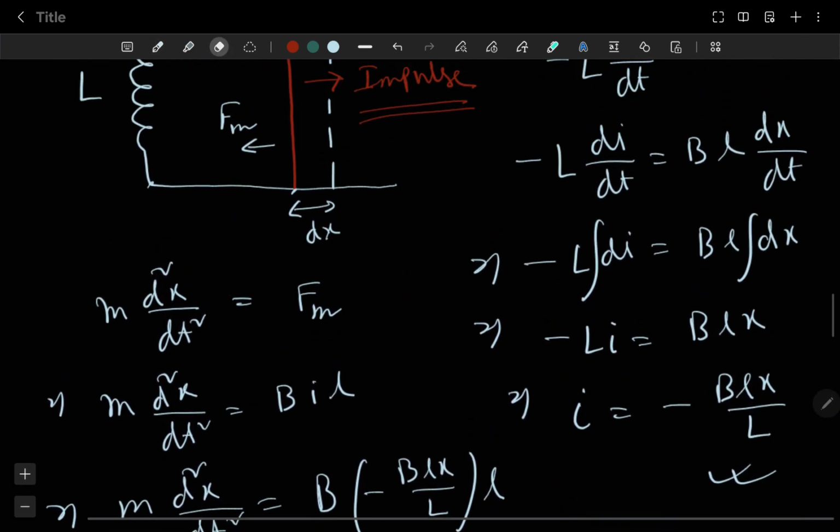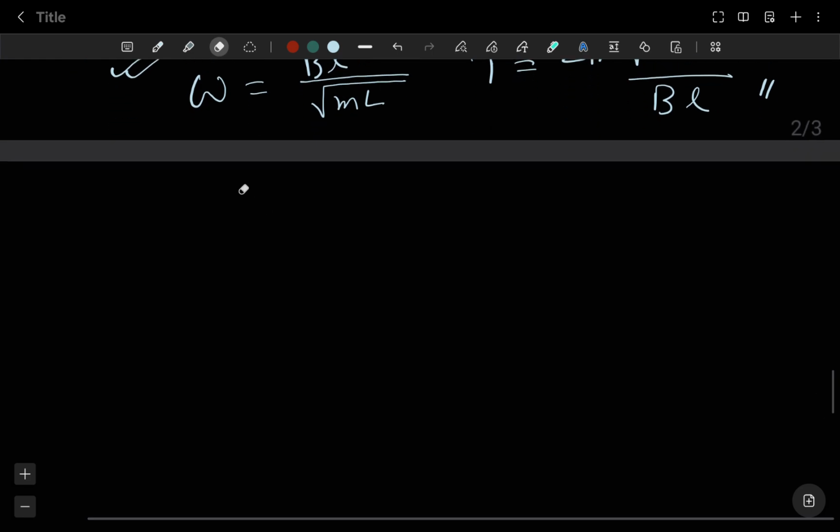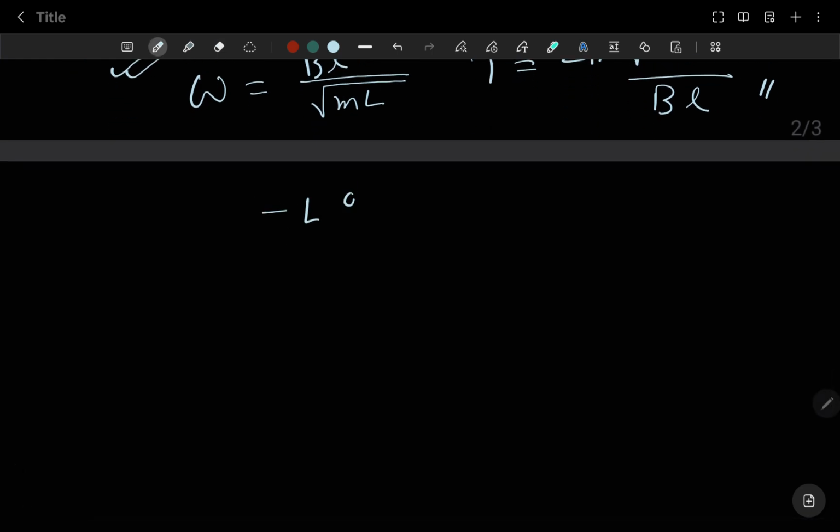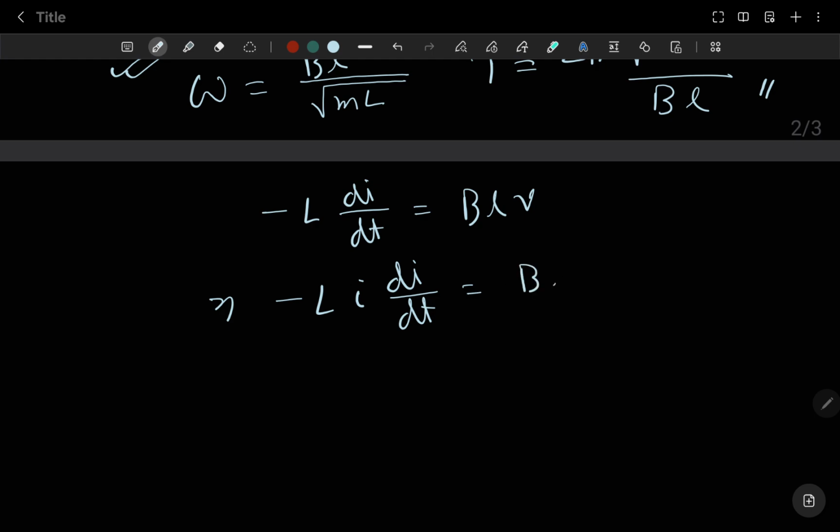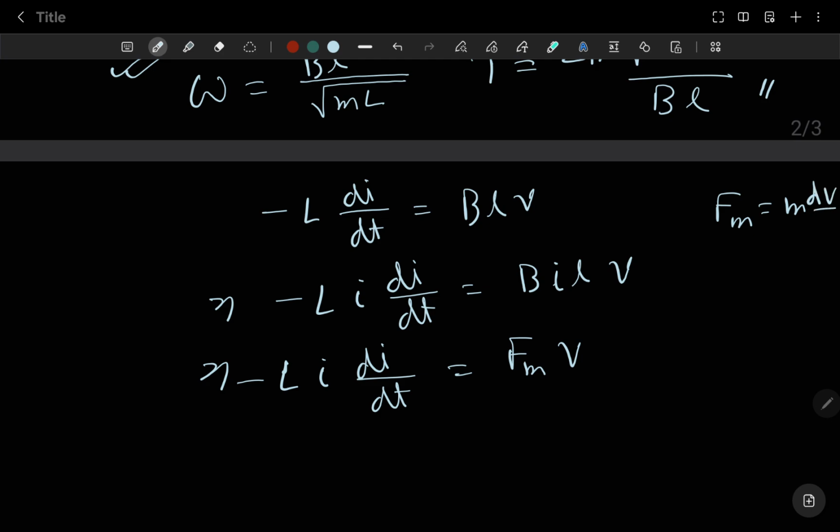Okay, here you observe one thing, as we have written minus L di dt is BLV. Okay, the induced EMF. So if we multiply it by I on both sides, then what we'll get? BILV. Now what is BIL? It is Fm. Fm into V. Now what is Fm? Fm equals m into A, m dv dt, m into A.